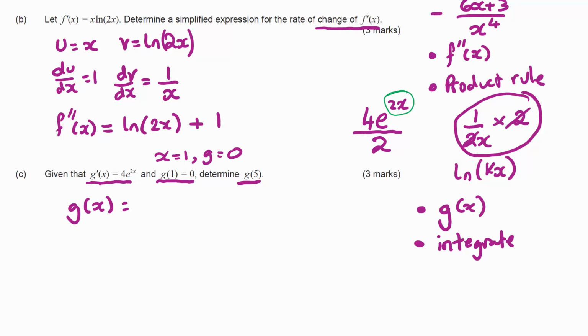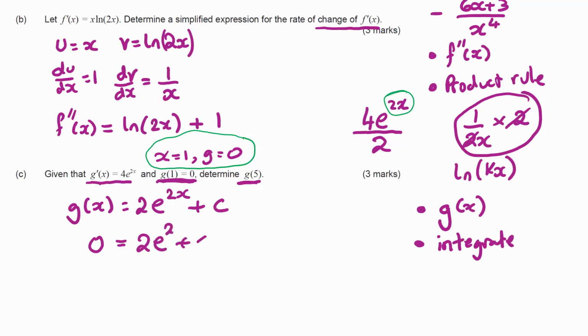Remember, this kind of reverse chain only works if the differential of the inside is a constant, but it is here, so that's fine. So we get 2e to the 2x plus a constant. The information we were given here is going to allow us to work out that constant. So we know that g of 1 is 0. So when x is 1, g is 0. So 0 equals 2e, and if x is 1, squared plus c, which tells me that c is equal to negative 2e squared.